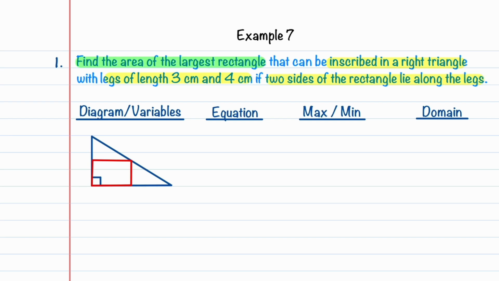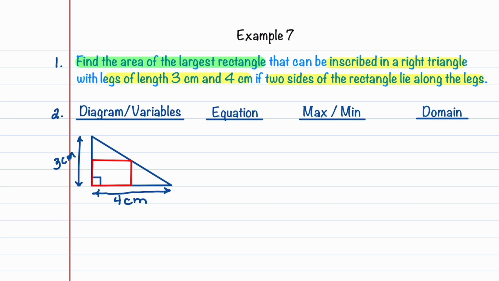the legs. What we want to do now is fill in all 4 of these categories that I've listed here, and notice that I have already drawn our picture just to make things easier. We have a right triangle, and inscribed in our right triangle is a rectangle, and it has legs of length 3 centimeters. So this distance here is 3 centimeters and 4 centimeters. So this distance here is 4 centimeters.